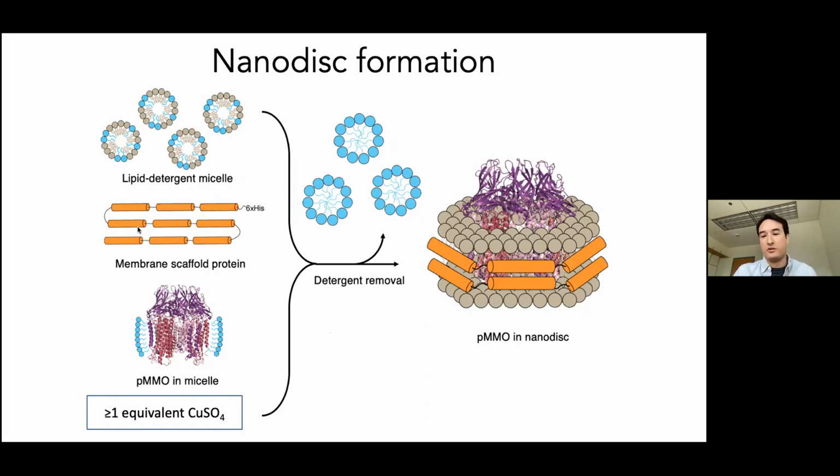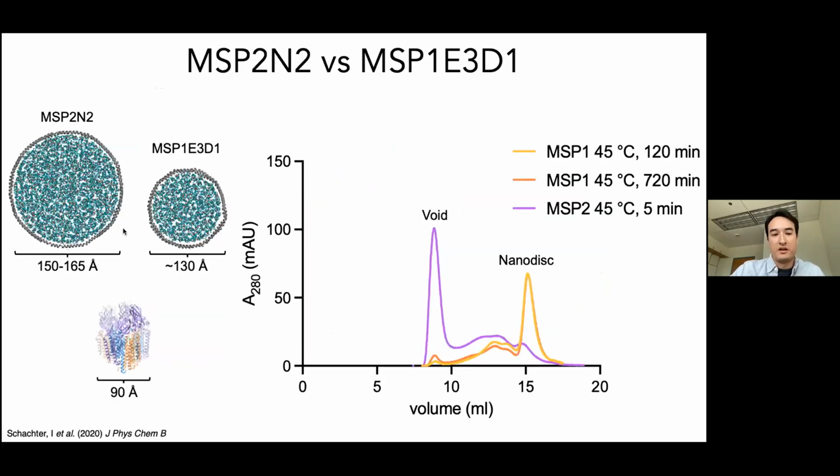So first, talking about which membrane scaffold protein we chose. Originally, we had some trouble embedding pMMO into these MSP1E3D1 large nanodiscs. Although it looks like the disc should be big enough to fit pMMO, it led us to believe that perhaps it wasn't large enough. So we started using MSP2N2s, which are even larger discs than MSP1s, and I was able to get pMMO embedded into this disc.